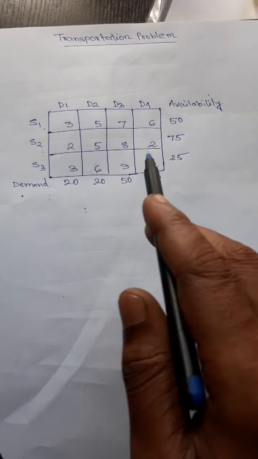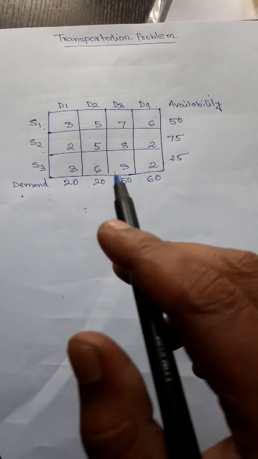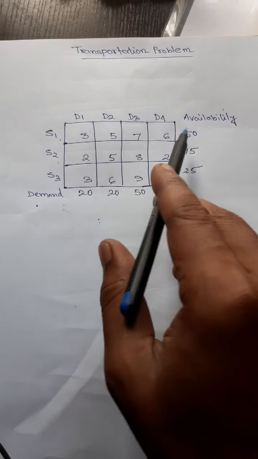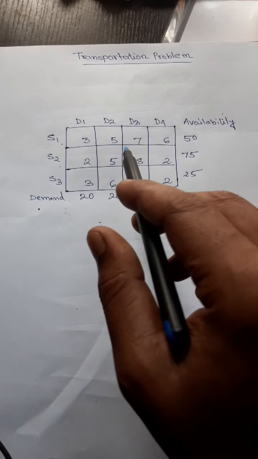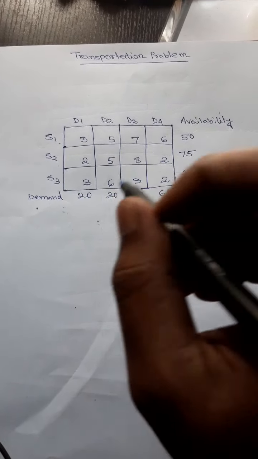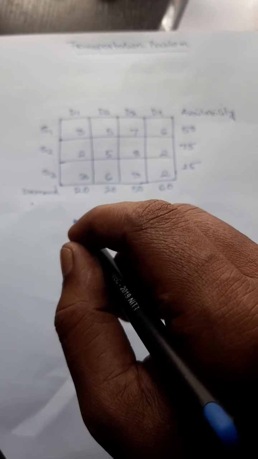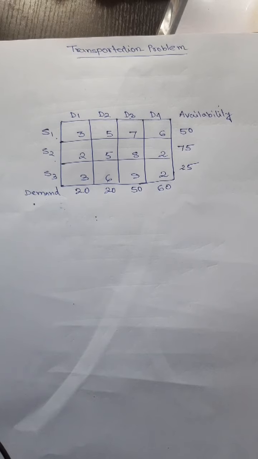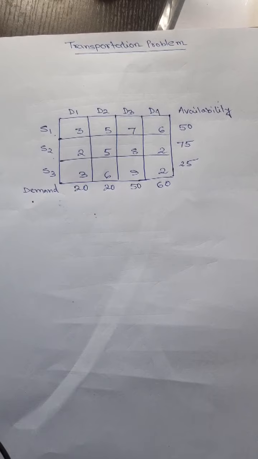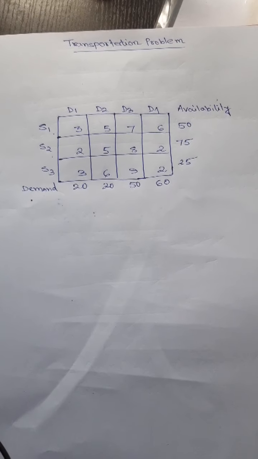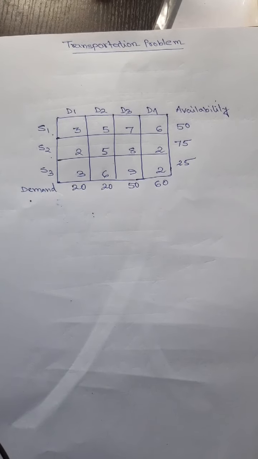Accordingly, we need to allocate all those products to each and every destination in such a way that we can minimize the total transportation cost. To solve this kind of problem, initially we need to find the initial basic feasible solution, which we already discussed. After that we can go for the optimality test.